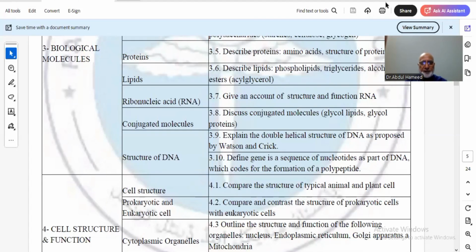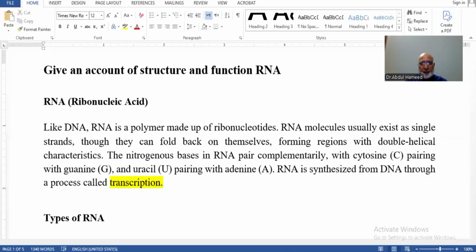Bismillahirrahmanirrahim. Our next topic under the unit biological molecules is we are supposed to give an account of structure and function of RNA. So let's proceed further. So this document is showing and giving us all the information related and given in our intermediate syllabus and a little bit more. So let's start with the proceedings.